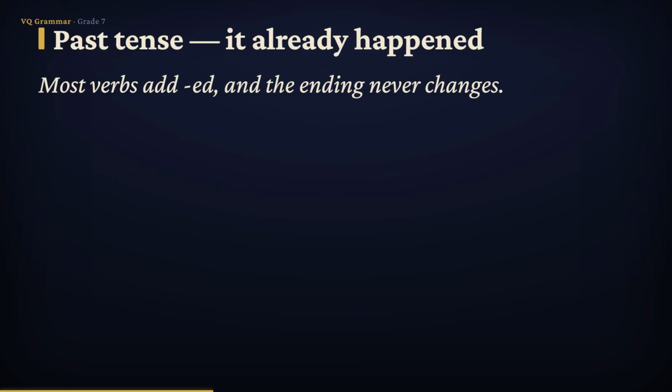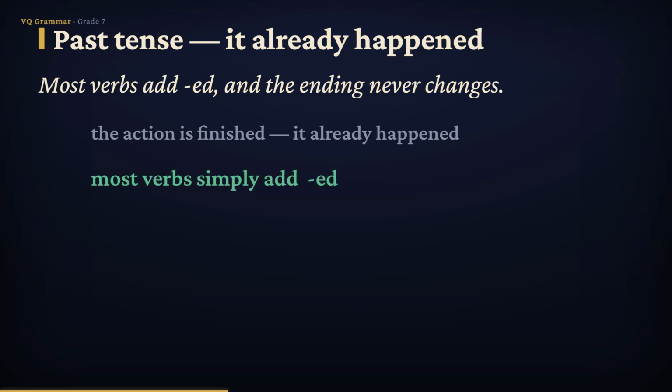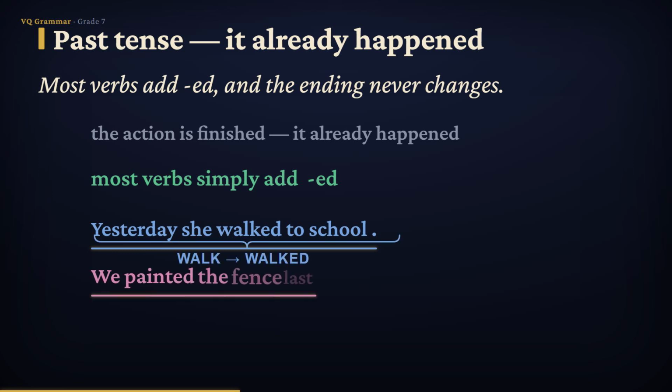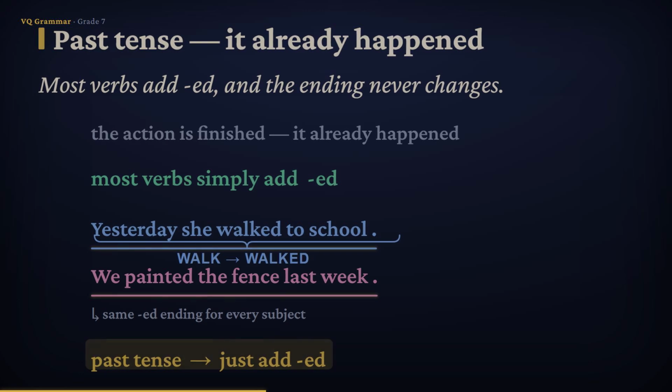Now let's step back in time to the past tense. The past tense is for an action that already happened and is finished. The good news? Most verbs simply add ed. Watch. Yesterday, she walked to school, so walk becomes walked. We painted the fence last week, so paint becomes painted. And here's a bonus. Unlike the present tense, the past tense ending does not change for the subject. Everyone gets the same ed. So for the past tense, just add ed.